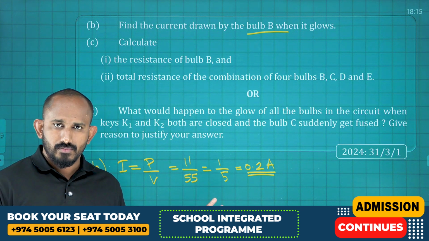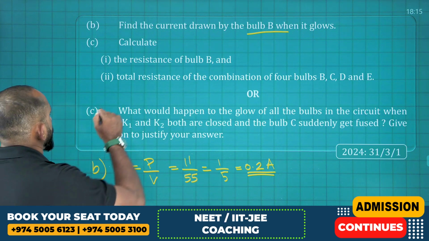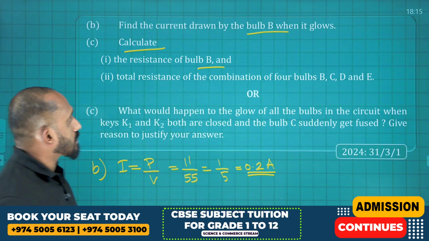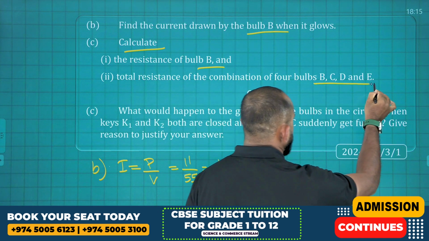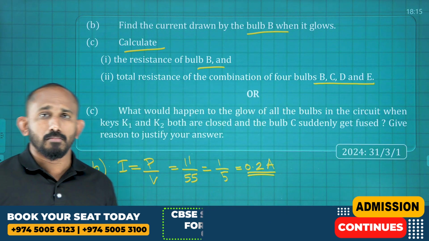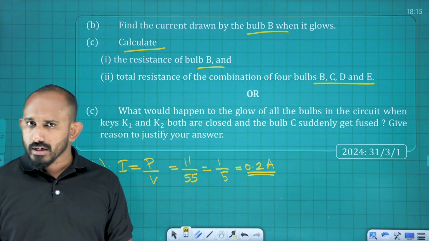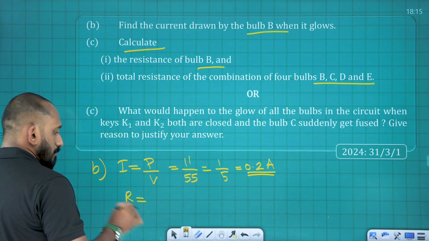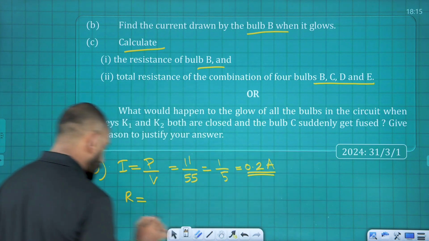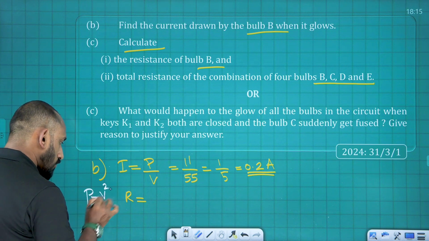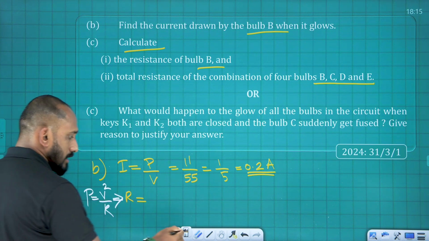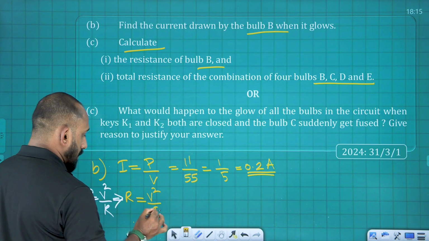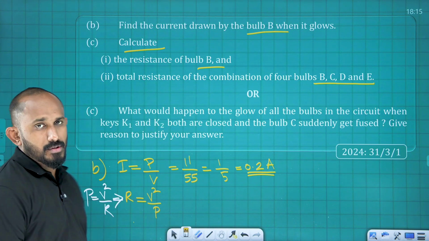Next, calculate the resistance of the bulb B and the total resistance of the combination of 4 bulbs B, C, D and E. Resistance of the bulb B is also asked. Power and voltage are given. One more equation we have for power: P is equal to V square by R. It gives that R is equal to V square by P.